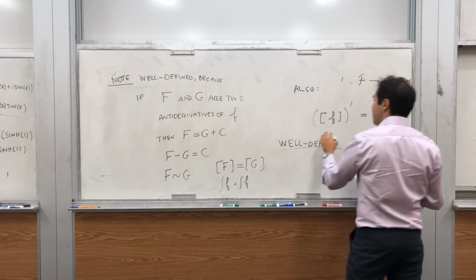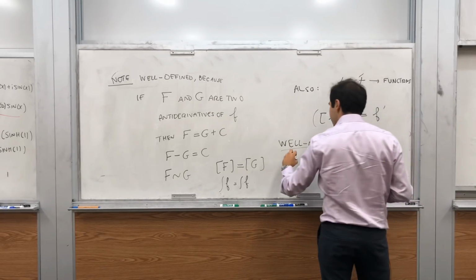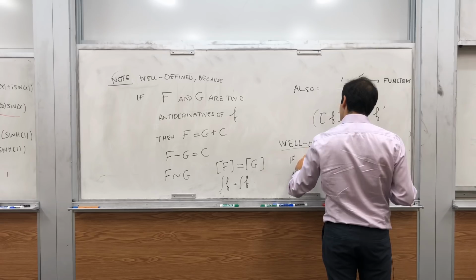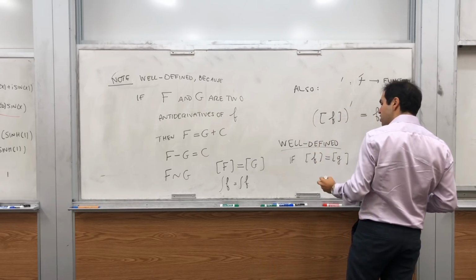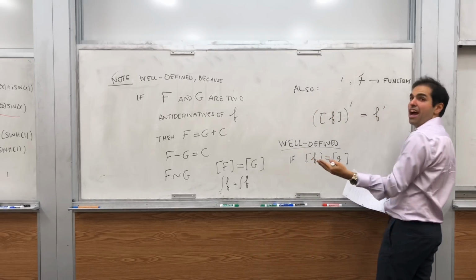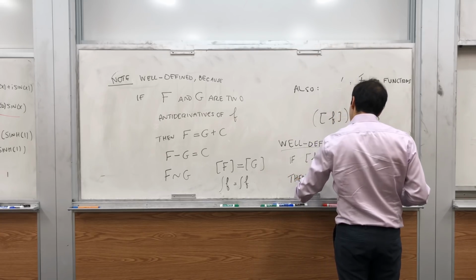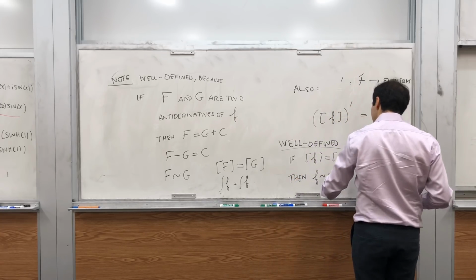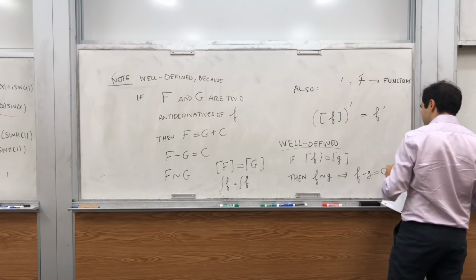Because suppose f and g are two different functions, but in the same country. So if the country of f equals the country of g, then by definition it means they have to be related. Then f is equivalent to g, so by definition, f minus g is a constant.